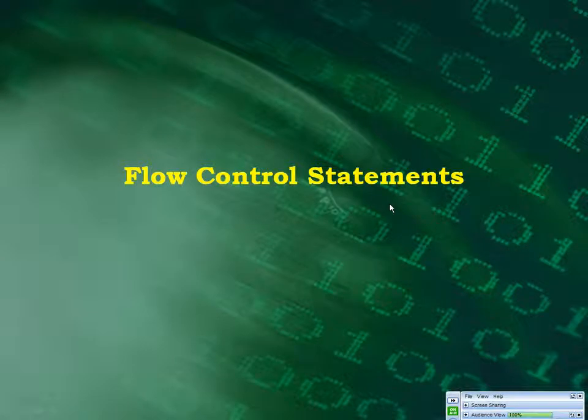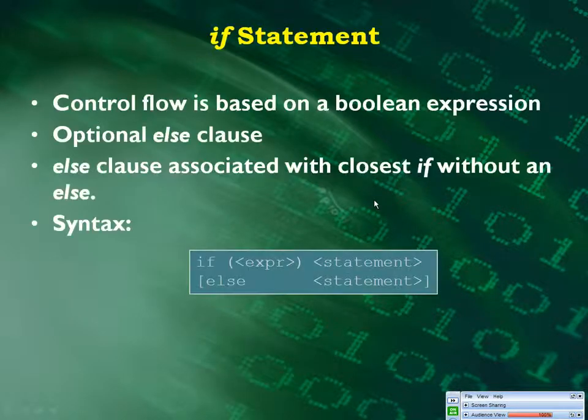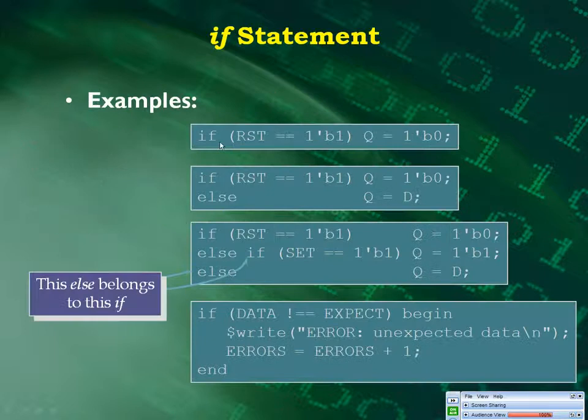Now we're going to look at flow control statements. And the first one will be the if statement. If you've had any programming, you're probably going to know most all of this. Flow control is based on a Boolean expression. There's an optional else clause, and the else clause is associated with the closest if without an else. So here's the basic syntax. Again, this statement could be a single statement or a compound statement using a begin and end. We'll look at some examples. The else, of course, is optional. That's what these brackets mean for now. So this is just the basic syntax.